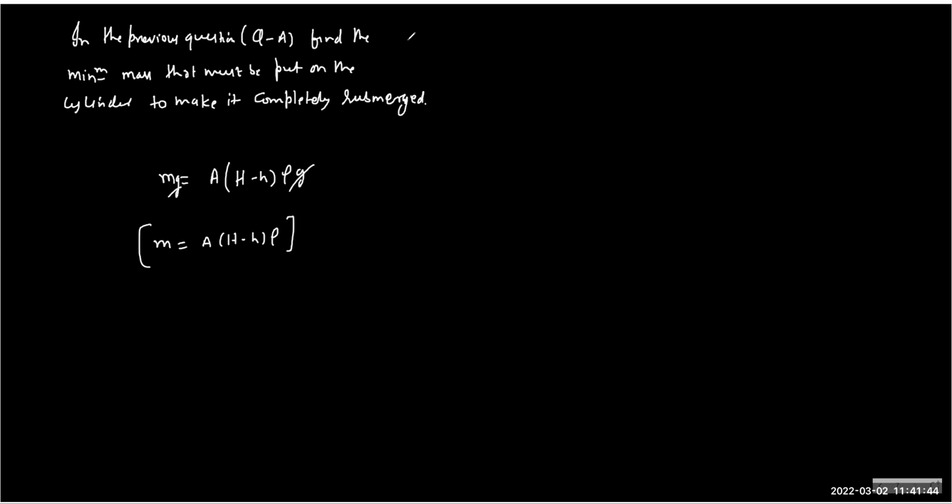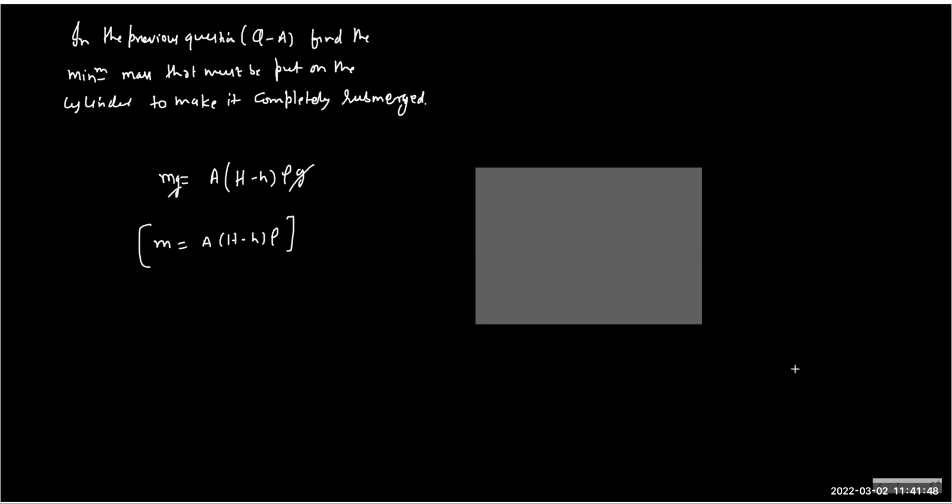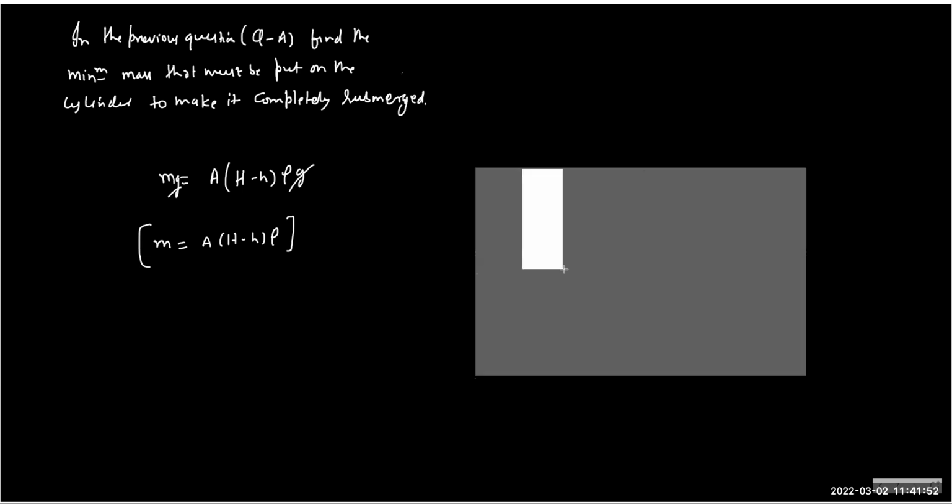So you can think this way. Now the cylinder is completely submerged. The whole H is here, and we have put some mass just to manage. And if you write the equilibrium, what can you write? The downward force will be M plus the mass of this object, which is A H D. So (M plus A H D) into g equals the buoyant force, which is A H rho g. Understood?